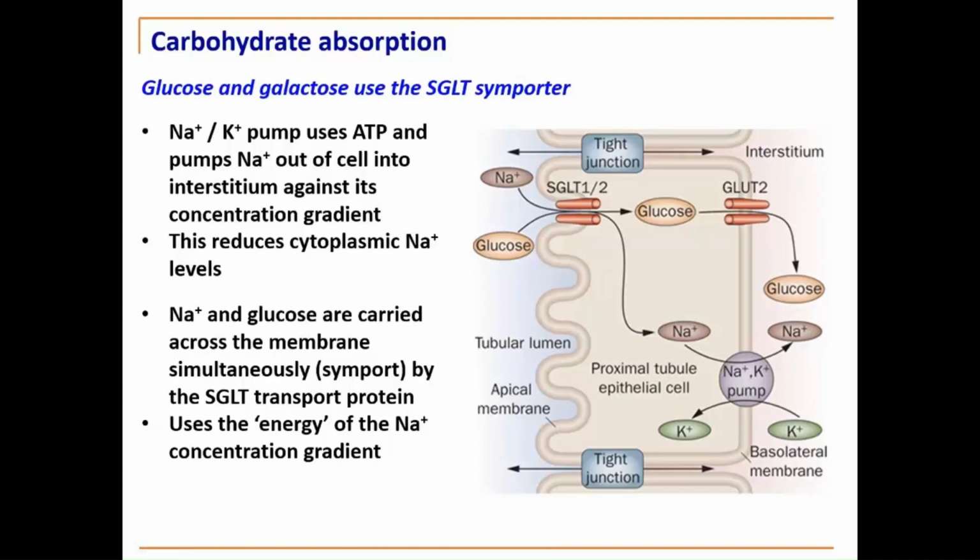So what's being used is the energy of the sodium concentration gradient dragging glucose into the cell. So no ATP is used at this particular point. So to get glucose into the cell, we're not using ATP, but of course, in reality, we are using ATP to generate the sodium gradient because we have this sodium-potassium pump that is working, that is using ATP.